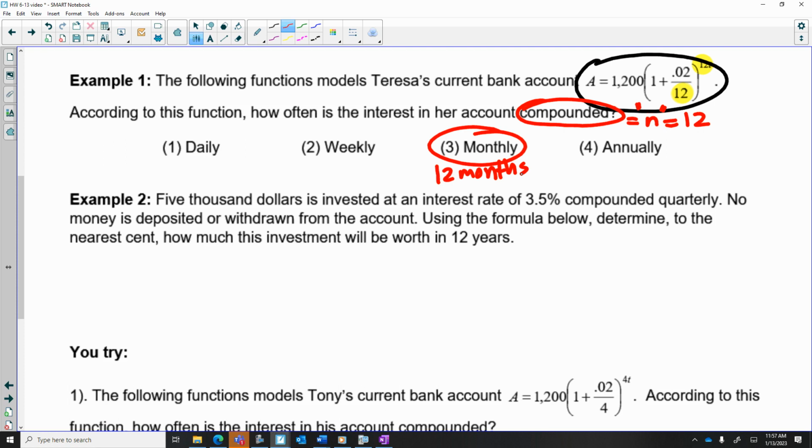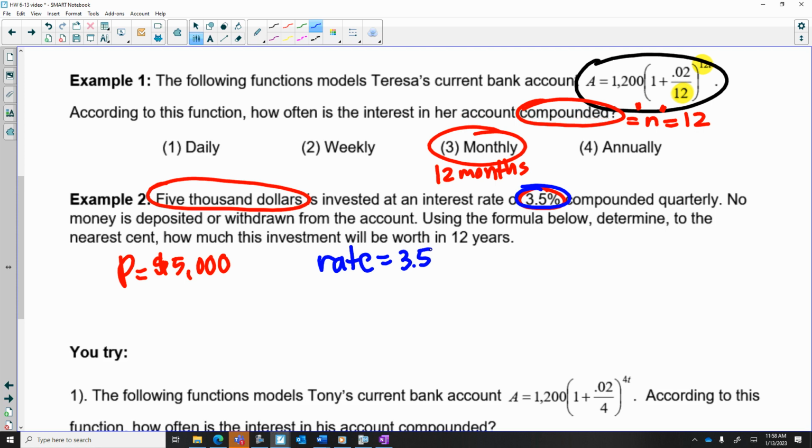Okay, next one. Example 2, $5,000 is invested. So let's circle that, $5,000. That's going to be the P, the principal amount, or initial amount in the bank. At an interest rate, let's circle that, 3.5%. That's going to be the rate. So remember, as a percent, that's great, but we got to make it a decimal. So if you move it to the left, it's 0.035. And then it says compounded quarterly. So that's N. The N is 4 because there's 4 quarters in a year. There's 4 quarters in a dollar, right? There's 4 quarters in a basketball game, right?